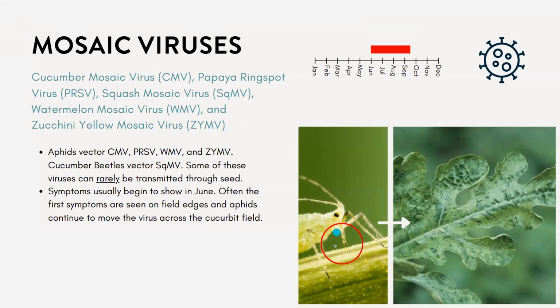So again, remember the aphids have piercing, sucking mouthparts. They bite into a plant and then they can spread it to other plants. Think of it like sharing a needle. That's how the disease can spread. The symptoms of viruses will usually begin to show in, I would say, mid to late June, especially along the edges of your field. And as aphids continue to move across the field, so will that virus.